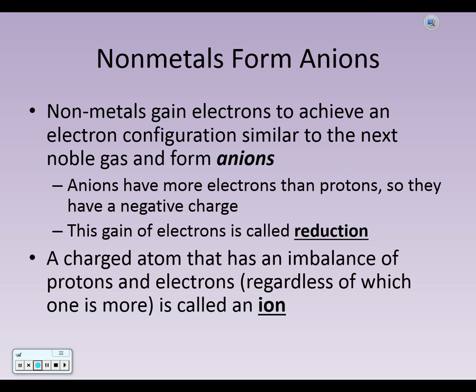On the other hand, nonmetals will look to gain electrons. When that happens, they have more electrons than protons. And they become anions, not onions. They're not the cousin of onions. Anions. Okay?